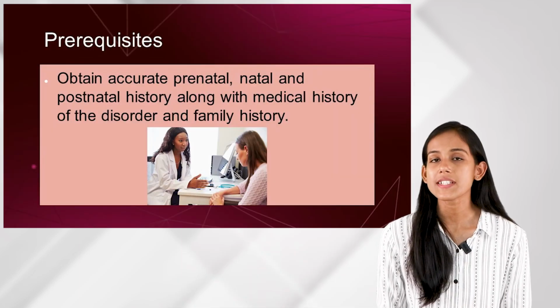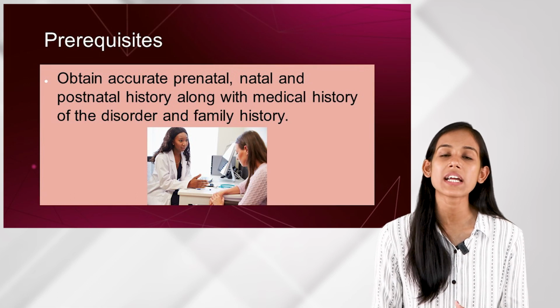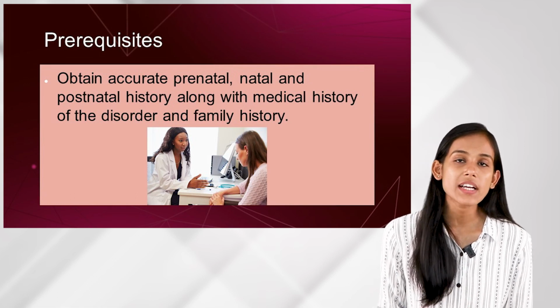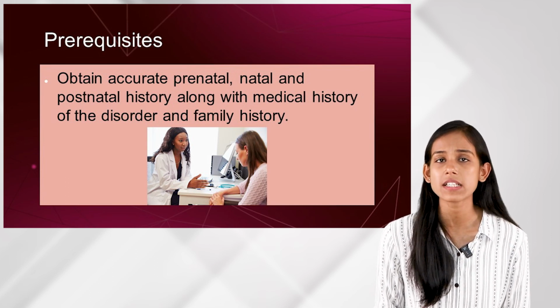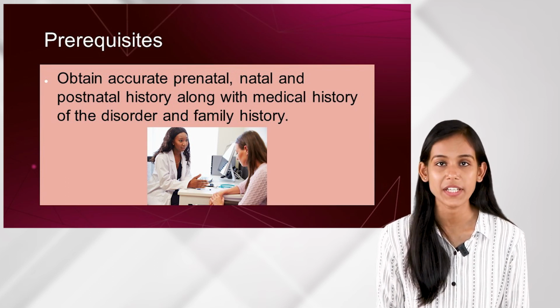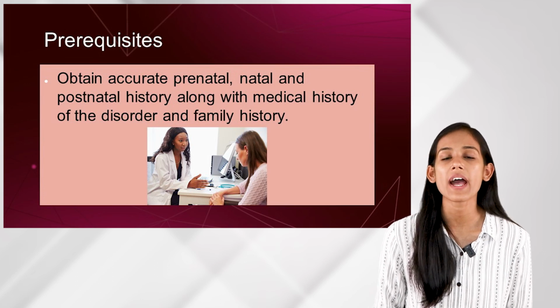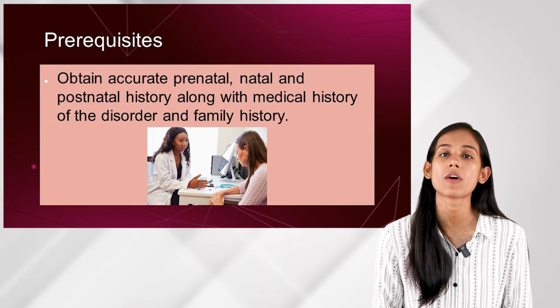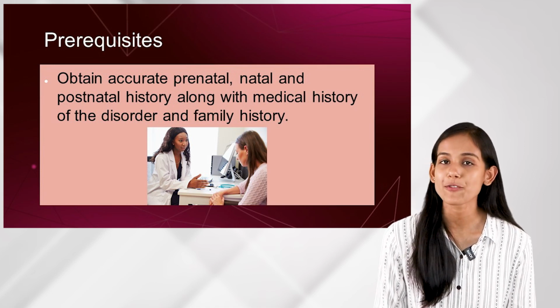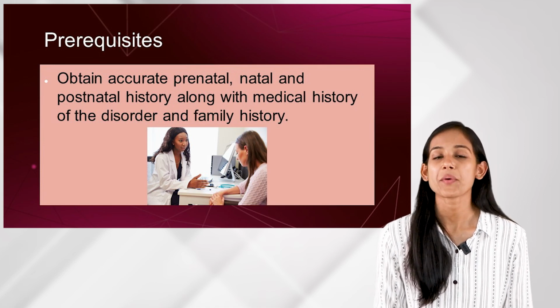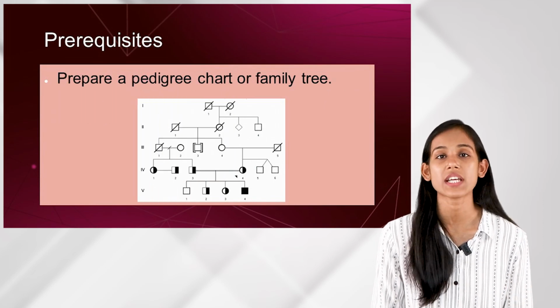If we are doing genetic counseling, there are certain prerequisites which should be followed. The first thing is about history. We have to collect a detailed history. When collecting history, we have to obtain an accurate history of the prenatal, natal and postnatal period. Along with that, we also have to obtain the medical history of any disorders present in the family, and then we have to prepare a family tree. This is very important for doing genetic counseling.